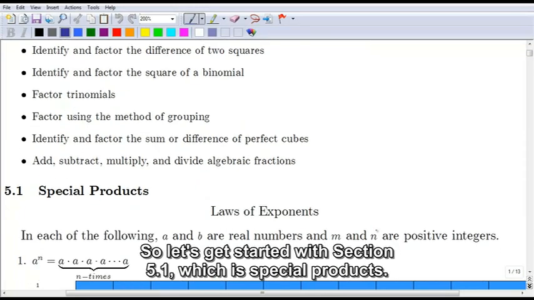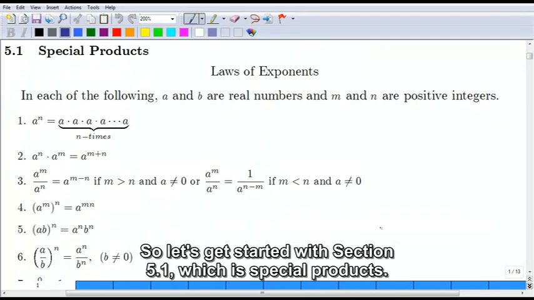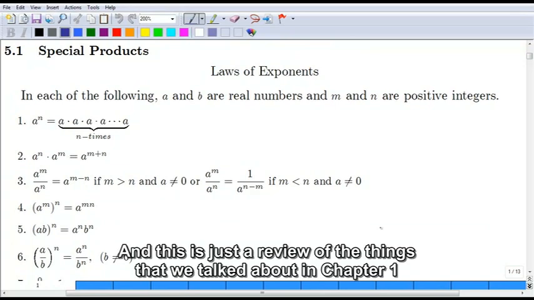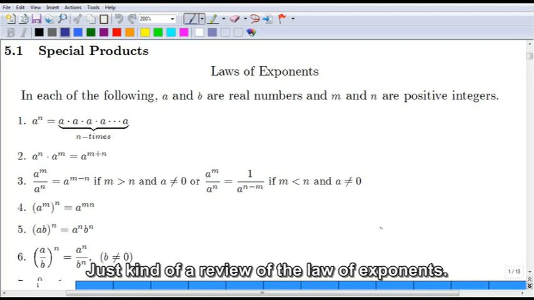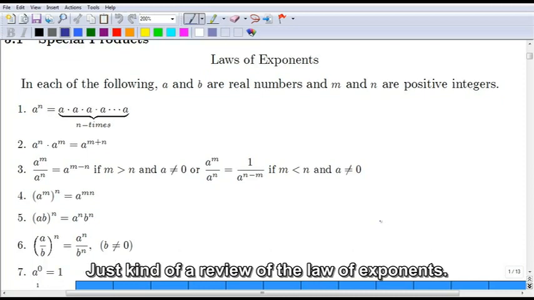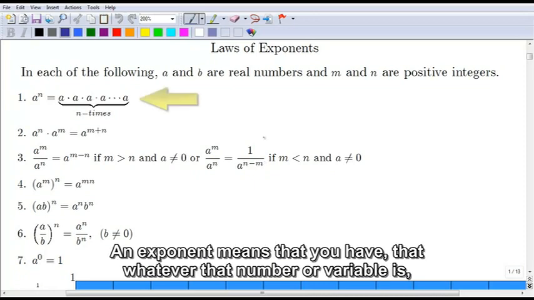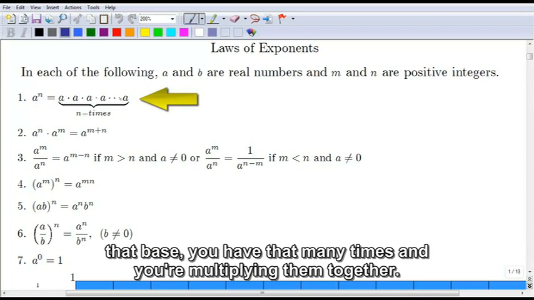So let's get started with section 5.1, which is special products. And this is just a review of the things that we talked about in chapter 1 when we came to multiplication. Just kind of a review of the laws of exponents. An exponent means that whatever that number or variable is, that base, you have it that many times and you're multiplying them together.